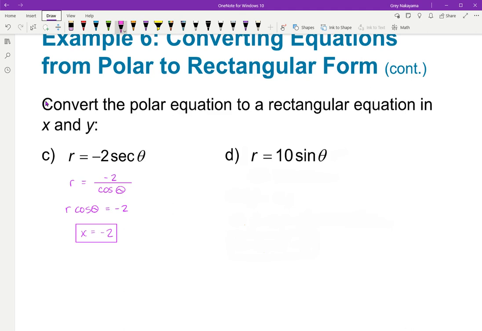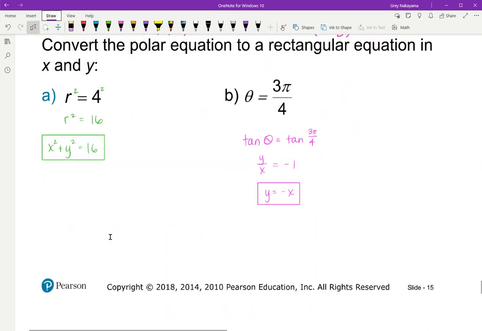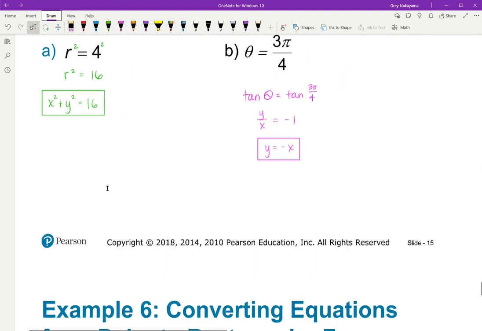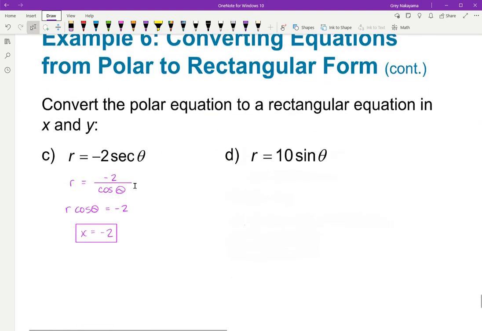All right, last one. r equals 10 sine theta. Last time, every time we've had r, here we squared both sides. Here I changed it to a different name and then multiplied. And over here, I'm actually going to multiply both sides by r. So I'm doing something different every time, and you just got to be familiar with it with practice.